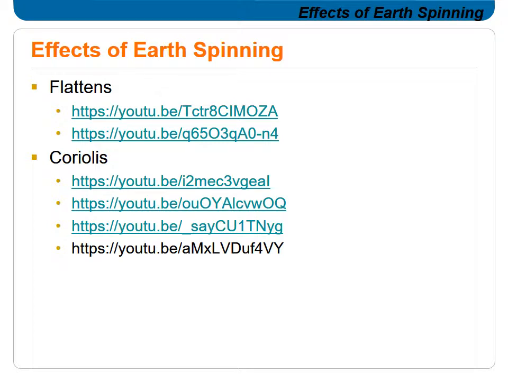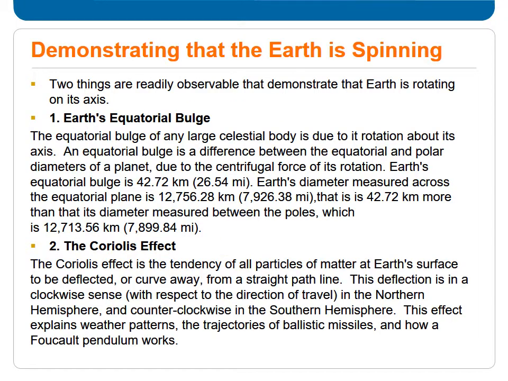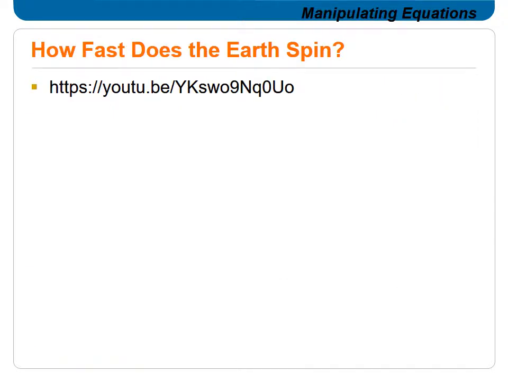Some more effects of the Earth spinning include the flattening and the Coriolis effect, and there are some YouTube video links in the learning module that will explain these in greater detail. Two things that are readily observable that demonstrate that the Earth is rotating are the equatorial bulge and the Coriolis effect. There's a YouTube video explaining how fast the Earth spins.